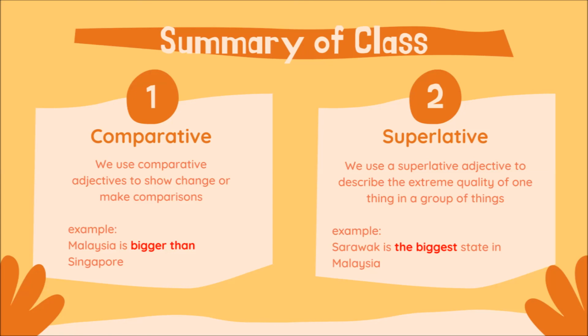Okay, that's for comparative. Okay, number 2, superlative. We use superlative adjective to describe the extreme quality of one thing in a group of things. Okay, kita nak menunjukkan satu perbezaan yang besar, yang ketara antara satu benda di dalam satu kelompok benda yang lain. Okay, the example is Sarawak is the biggest state in Malaysia. Sarawak merupakan negeri yang paling besar, yang terbesar di Malaysia.